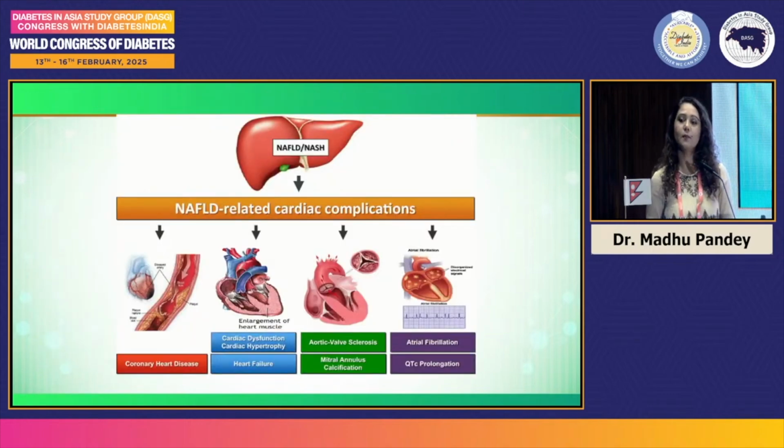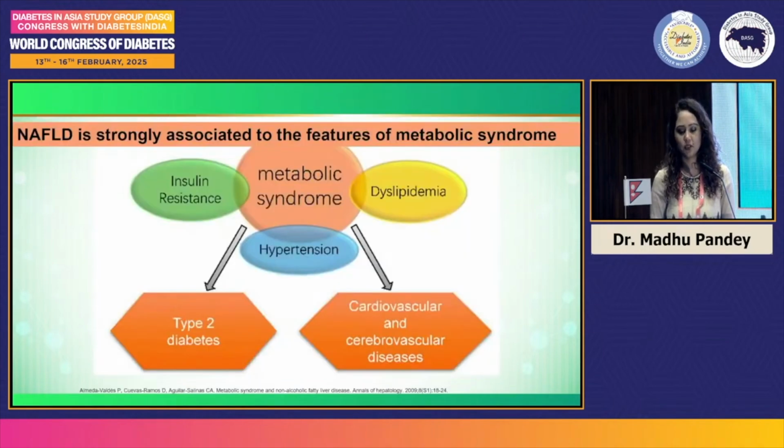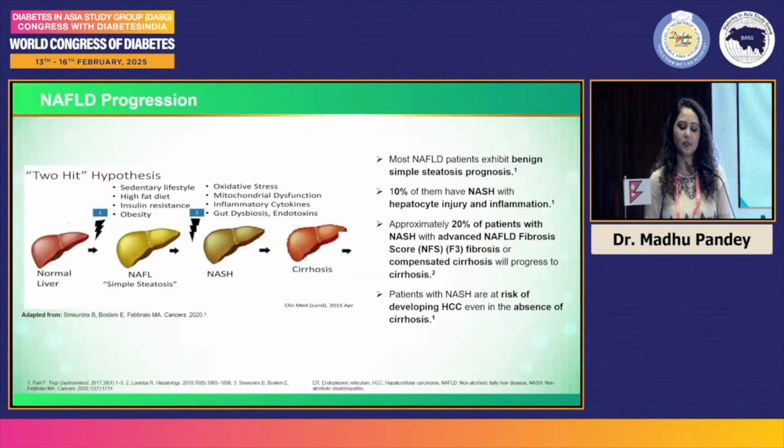So we have the complications: NAFLD related to cardiac complications like coronary artery disease, cardiac dysfunction, cardiac hypertrophy, heart failure, valvular disease, mitral annular calcifications, atrial fibrillation, and QTc prolongation. NAFLD is strongly related with the features of metabolic syndrome, that is insulin resistance, metabolic syndrome, dyslipidemia, hypertension, leading to cardiovascular and cerebrovascular disease.